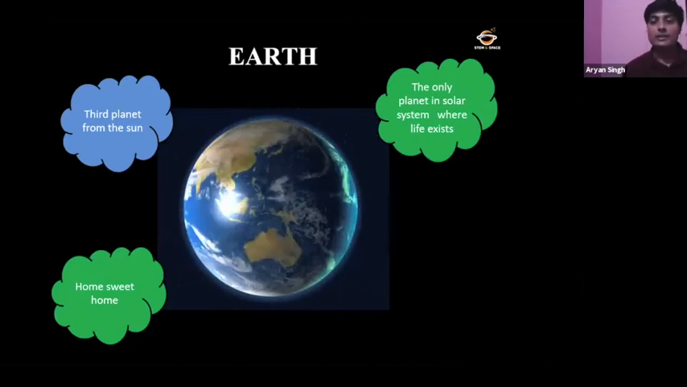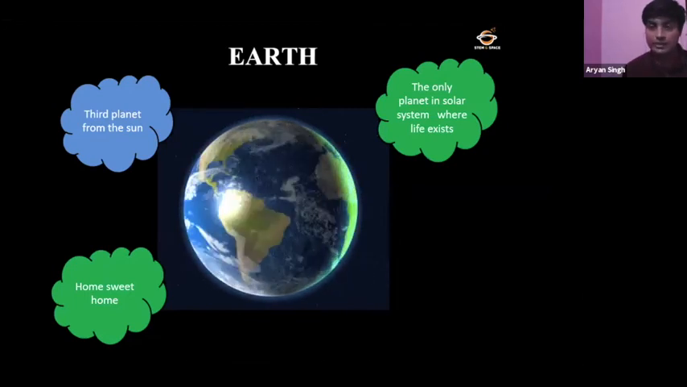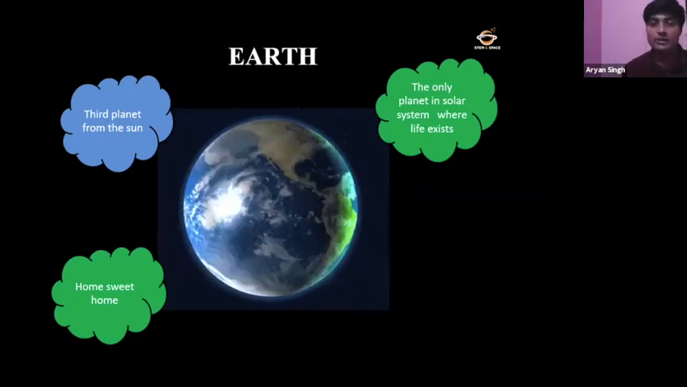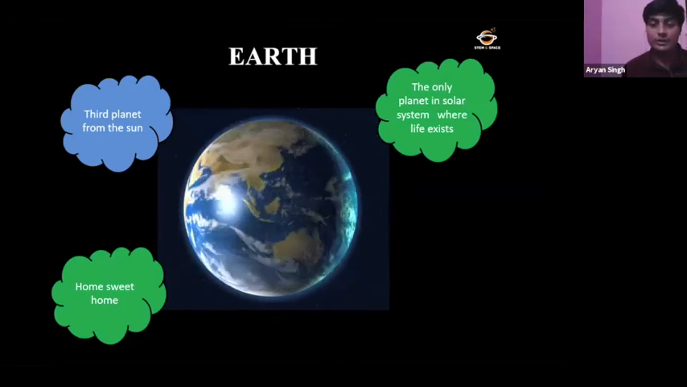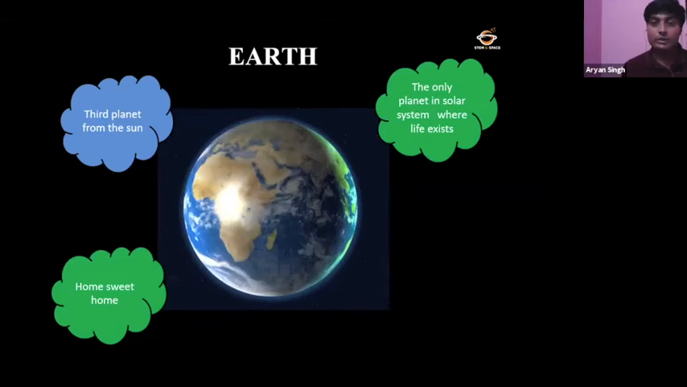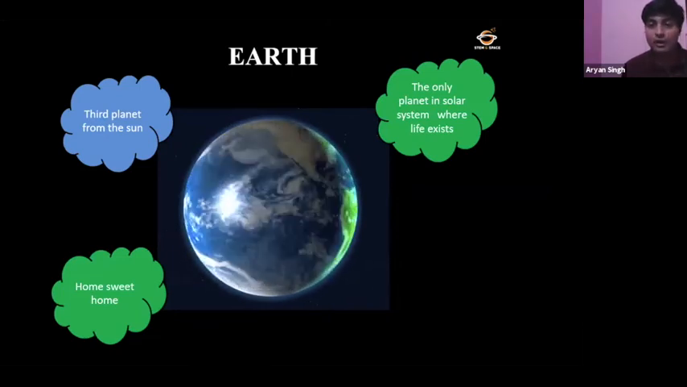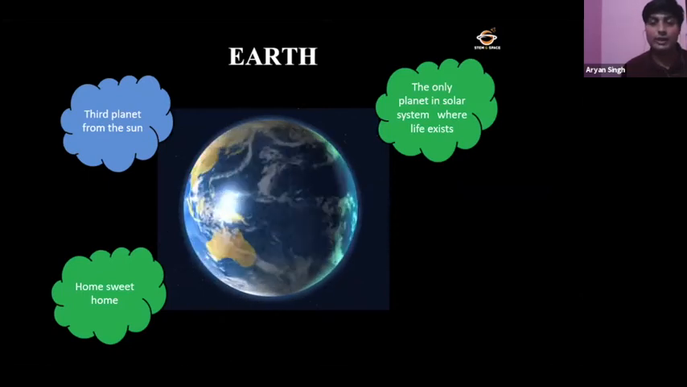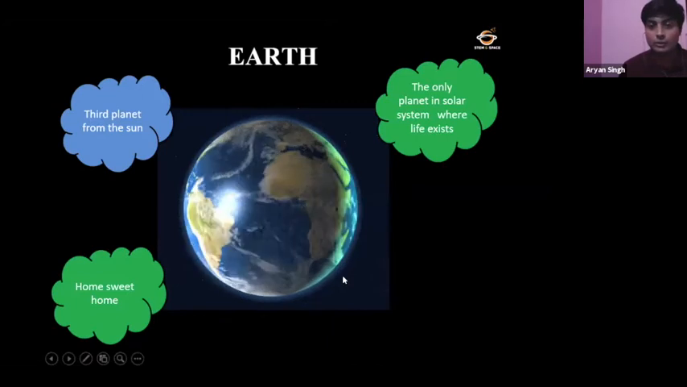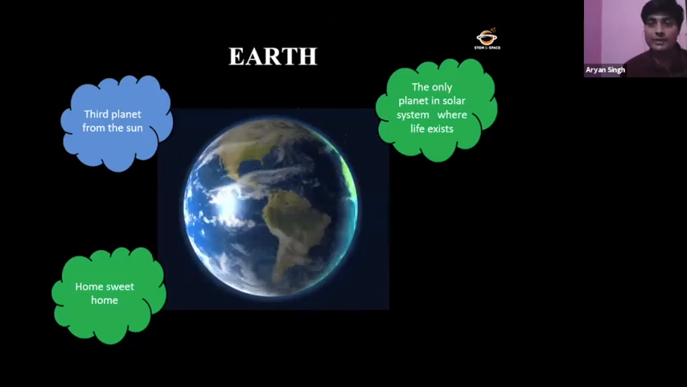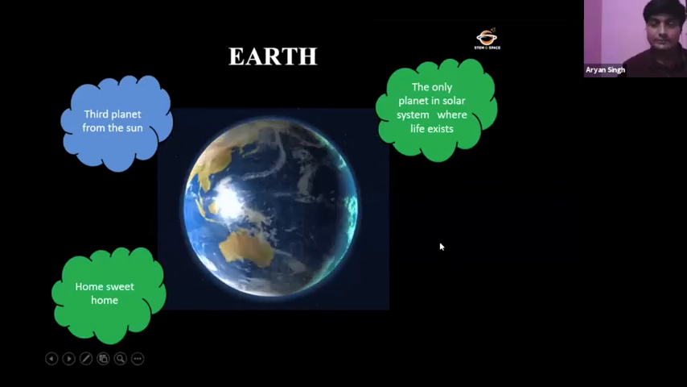Okay. Because to have life, you need some proper conditions, like you need to have oxygen, you need to have water. And one important thing is the temperature. When you're too close to the sun, it might be too hot. You cannot survive. When you're too far, it can be very cold. So Earth is at a place where it's neither too hot nor too cold. So it's a good place to live. Okay. So that's how life exists here.